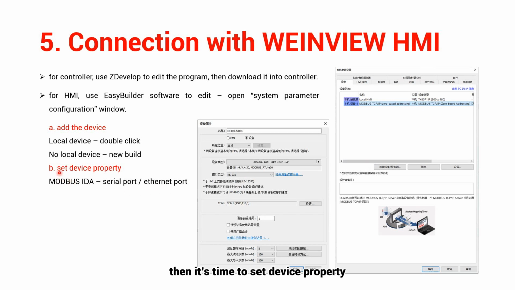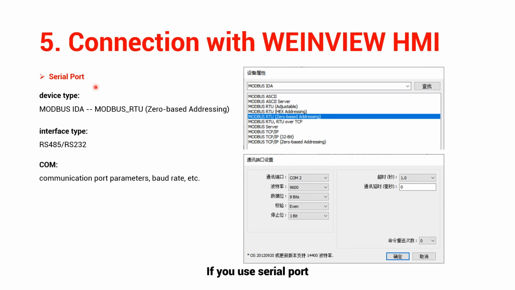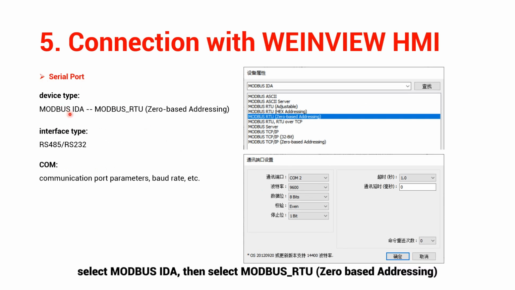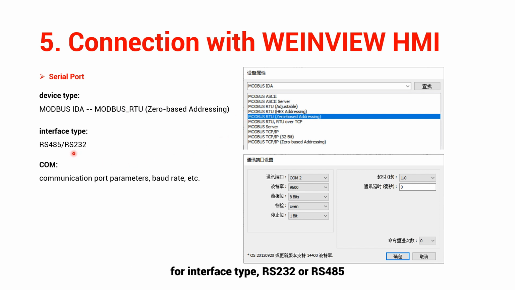Then it's time to set the device properties. Select the device type first, Modbus RTU. Then you can select again for the real connection. If you use serial ports, select Modbus RTU, then select Modbus RTU 0-based addressing. For the interface type, RS-232 or RS-485. This depends on the specific connection. The communication port configuration must be the same as the controller port parameter settings. At last, close the window.